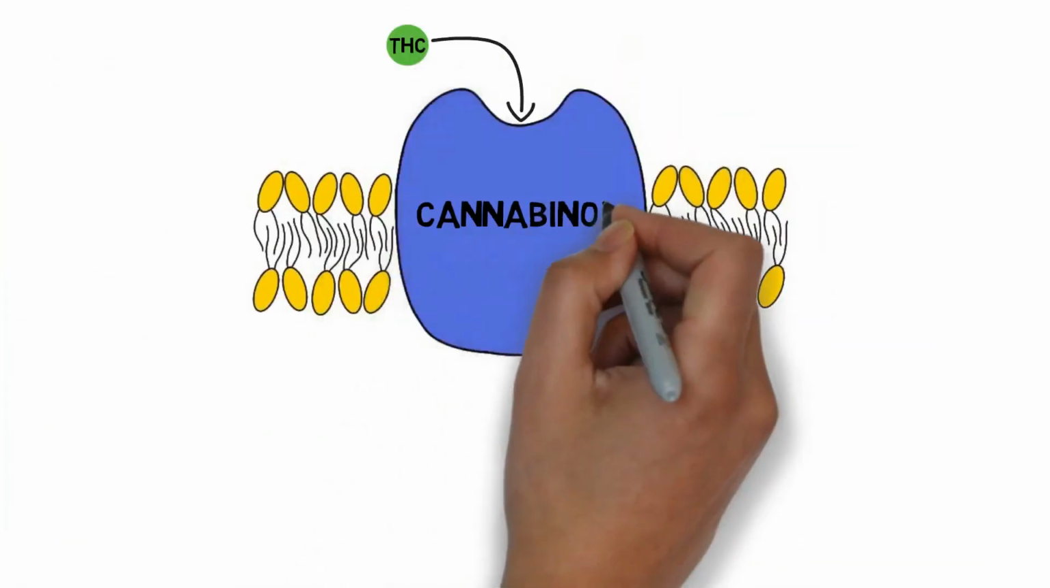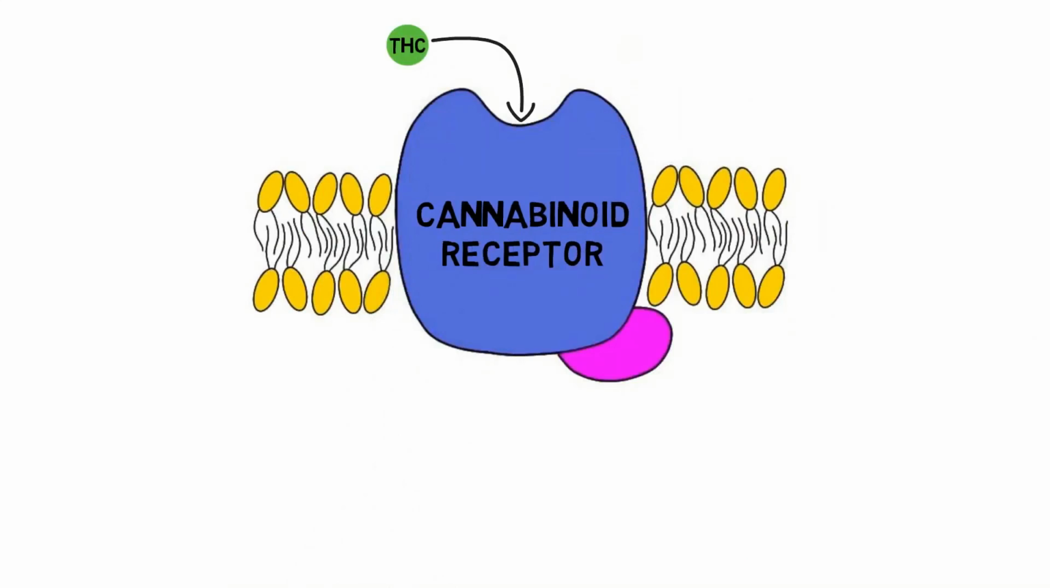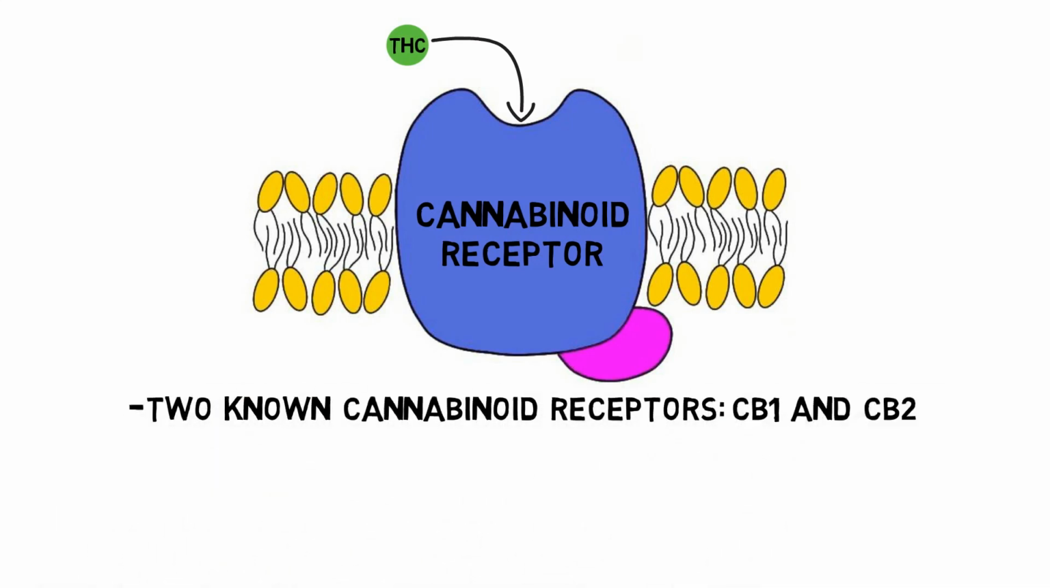THC is thought to exert most of its effects by binding to receptors called cannabinoid receptors. There are two known cannabinoid receptors, CB1 and CB2, both of which are G-protein coupled receptors. CB1 receptors are found throughout the nervous system, while CB2 receptors are primarily found on immune cells.